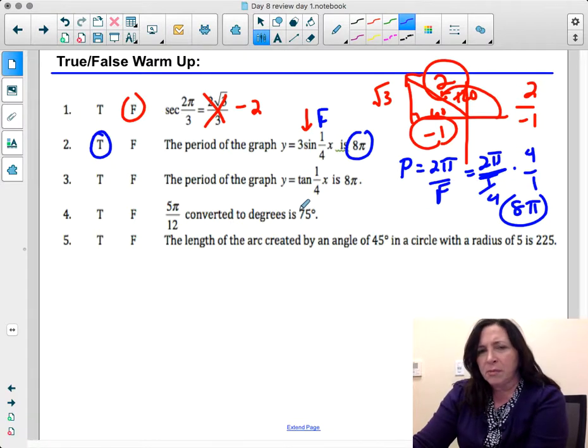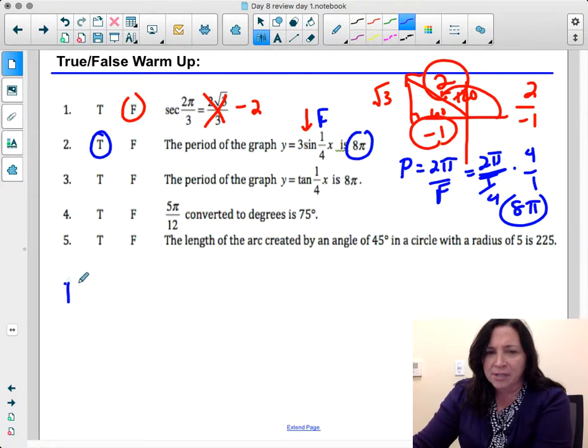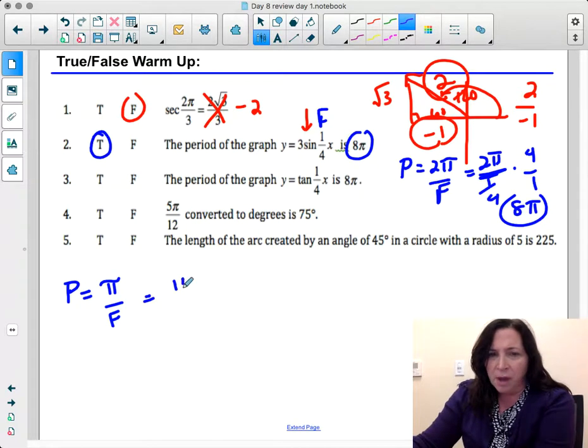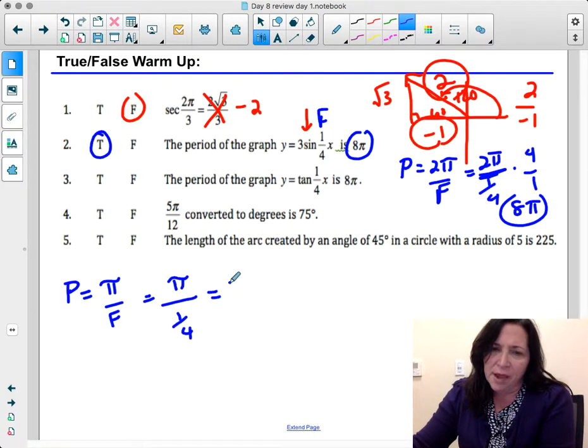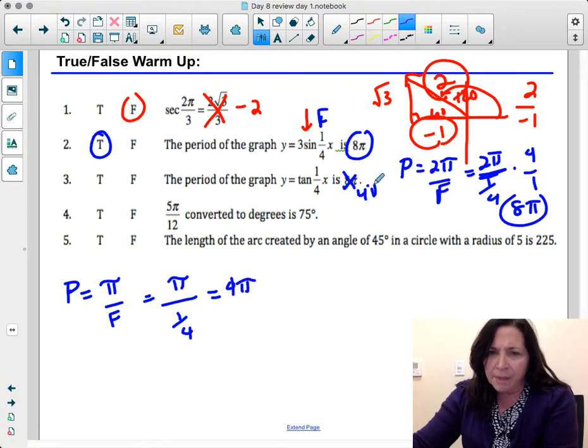The period for this graph, though, is 8 pi. What you need to remember for this is that the period for tangent and cotangent is pi. So pi divided by my frequency. In this case, my frequency is also 1/4. So this would be equal to pi divided by 1/4. You're going to multiply by the reciprocal, and that's going to give you 4 pi, not 8 pi. And so this would be false.